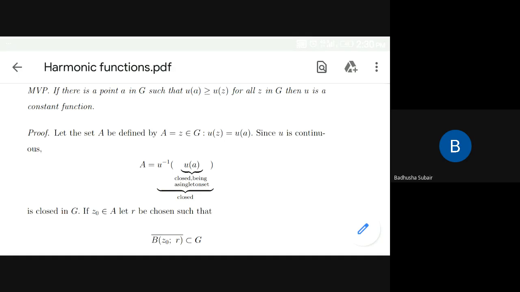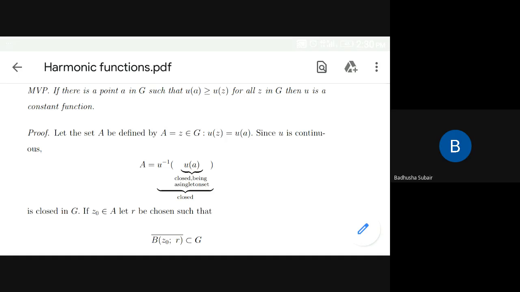Therefore, we have to prove that U of Z is equal to U of A for all points Z in G. For this, we define a set A equal to the set of all Z belongs to G such that U of Z equals U of A. So here we have to note that the points are chosen so that the condition in G is completely satisfied. Okay, so which means that we have to prove A is equal to G.